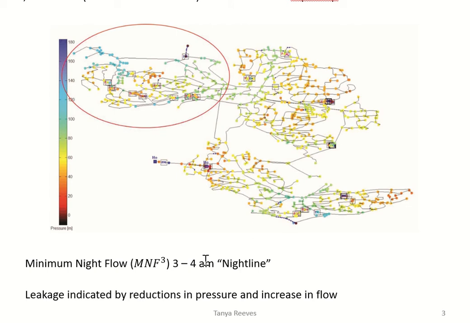So one of the most important concepts here is the minimum night flow. From 3 to 4 a.m. we have the lowest usage in any system in the UK, for example. This would enable us to see the leakage, because there's obviously a reduction in pressure and increase in flow, in spite of the fact that this is a time when very little water is being used. So therefore it would indicate that the leakage is the highest. So this is why this night flow situation is important.